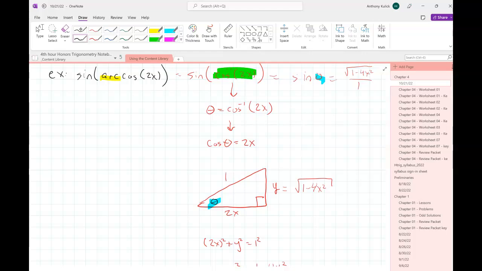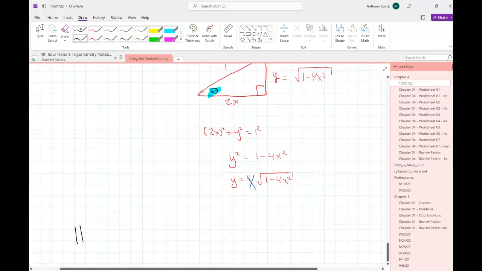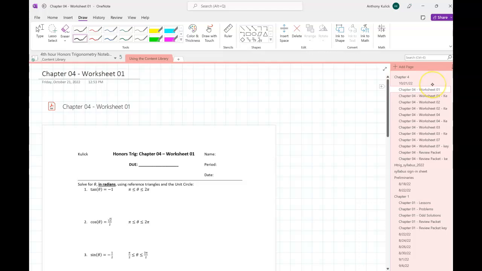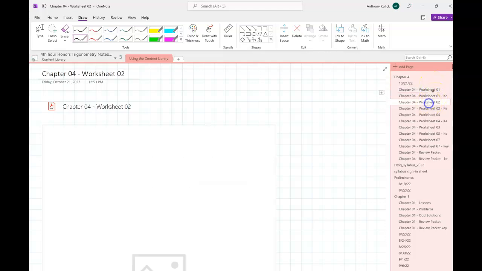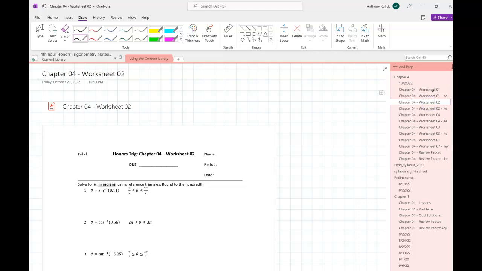We're done here today. What can you guys do at this point? You can do 1 through 18. And you can do worksheet 1, worksheet 2, worksheet 4.